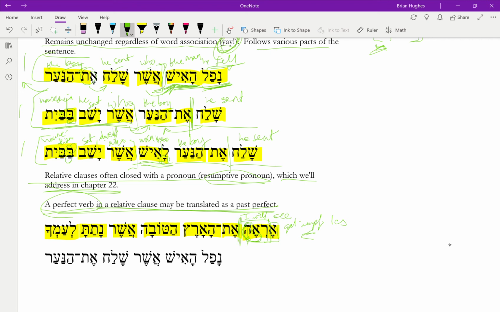What will I see? Here's our definite direct object marker that's telling me what I will see. Haaretz hatova is what? Definite. We have a feminine singular ending on the adjective here. Eretz looks like a masculine singular, but in fact it's feminine singular, so this is an attributive adjective being used here. So I will see the good land.